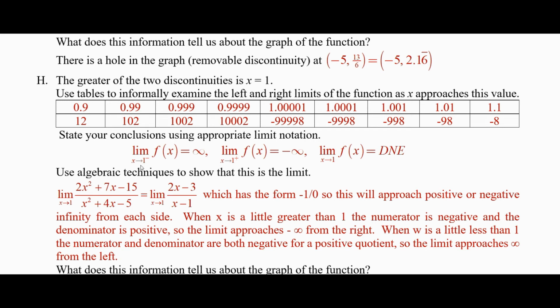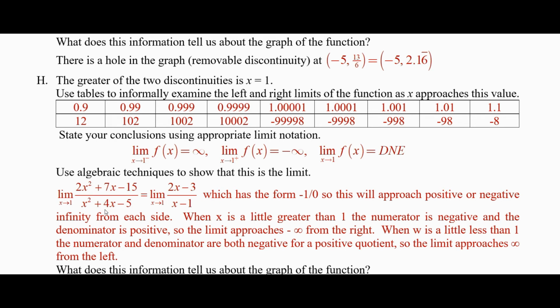So we would say that the limit as x goes to 1 from the left side is infinity, and the limit as x goes to 1 from the right side is negative infinity. The full limit does not exist. In fact, the one-sided limits don't exist, but this is more descriptive. So this is going to say that we have a vertical asymptote.